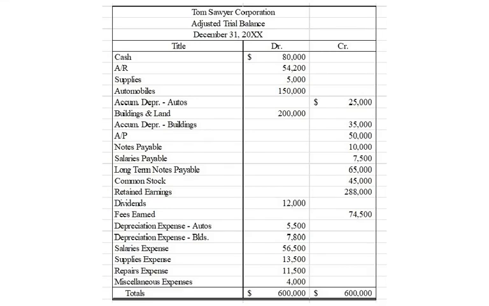All right, let's get started with part 2 here. Now this one is maybe a little bit more basic for this chapter, for this homework set in general. But here we're going to take an adjusted trial balance and just do an income statement and a classified balance sheet based on this.